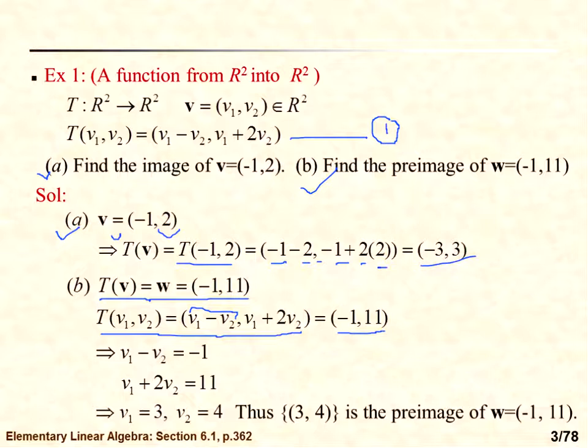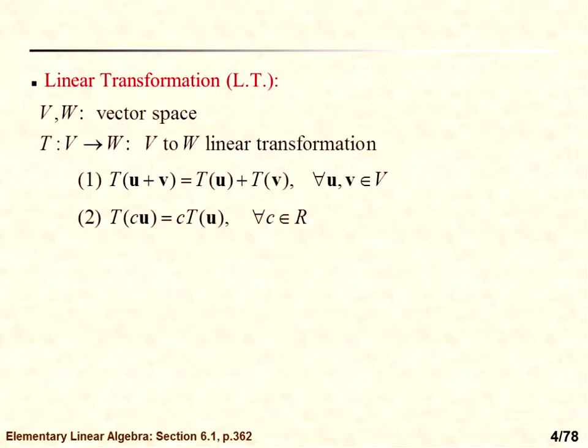So equate the coefficients. This is equal to this one, and right side is equal to right side. So we equate the left side and right side, subtract them and find the values of V1 and V2. In this method we find the value of V1 is equal to 3 and V2 is equal to 4. Just 3 and 4 is the pre-image of W.